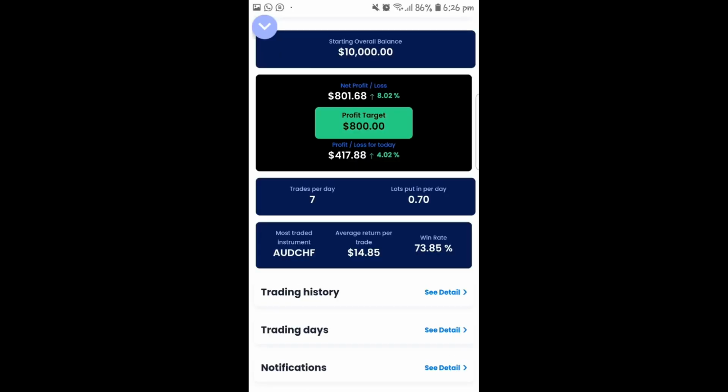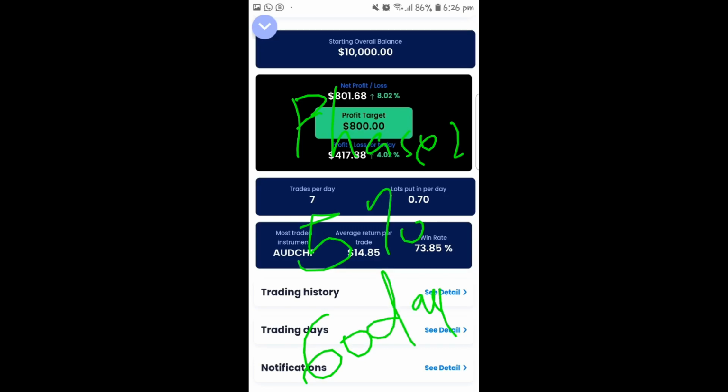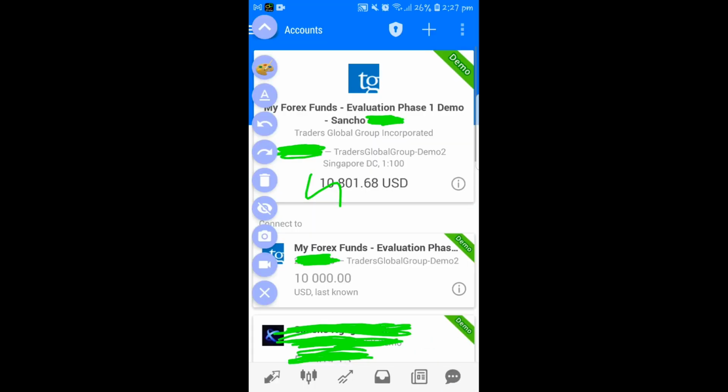So as you can see, guys, from my dashboard, this is it. The account had gone up by 8.02%, and the profit target is just $800. So I had already passed that phase. Currently I'm in phase 2. In phase 2, I'm just supposed to look for 5%, and I have 60 days to trade this phase.